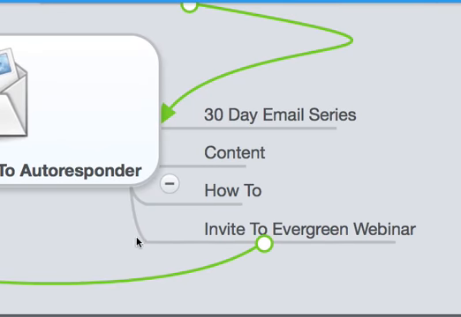They go into a 30-day email series that has content. So it's information rich. It has how-tos about SEO. So say they've already requested a lead generation based website. So now I give them how-tos of how to promote that website, and I tell them how to do it. And then I also invite them to a webinar.